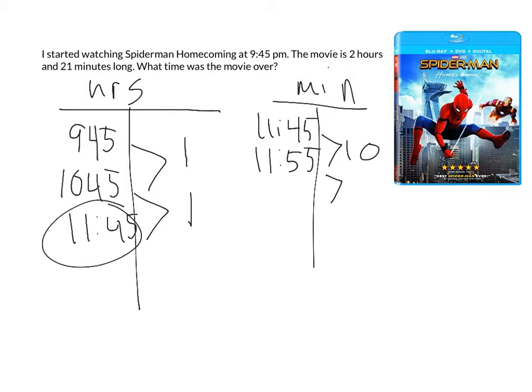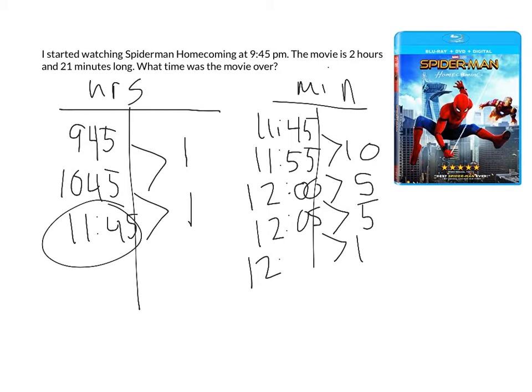I'm going to do a 5-minute jump because that'll put me at midnight. Another 5-minute jump will put me at 12:05. And so 10, 15, 20, that's 20 minutes. I still have one more minute. One more minute would put me at 12:06 a.m., which is just slightly after midnight, which was a late night for Mr. B. So my final time that it was over was 12:06 a.m.